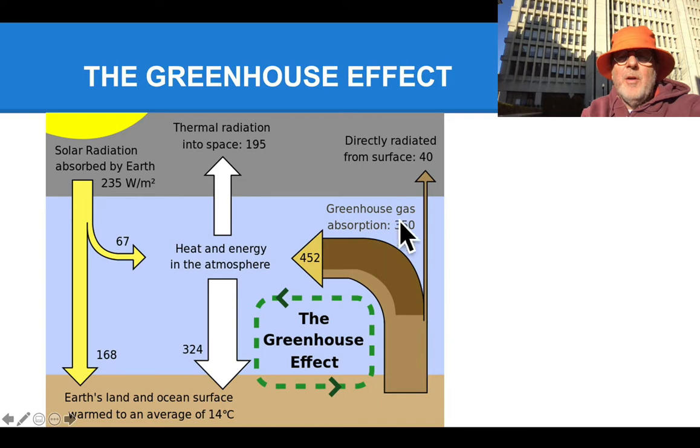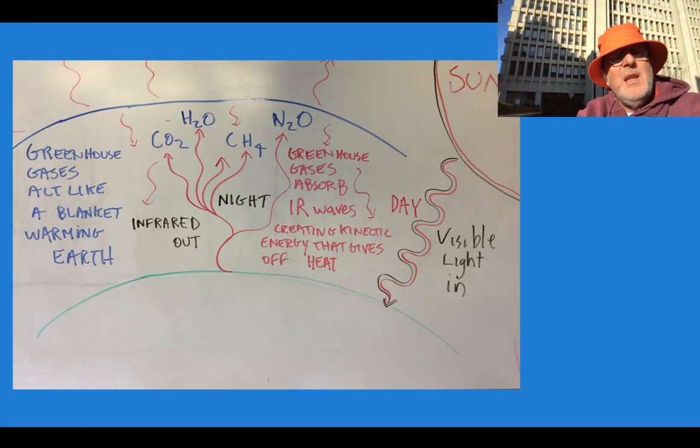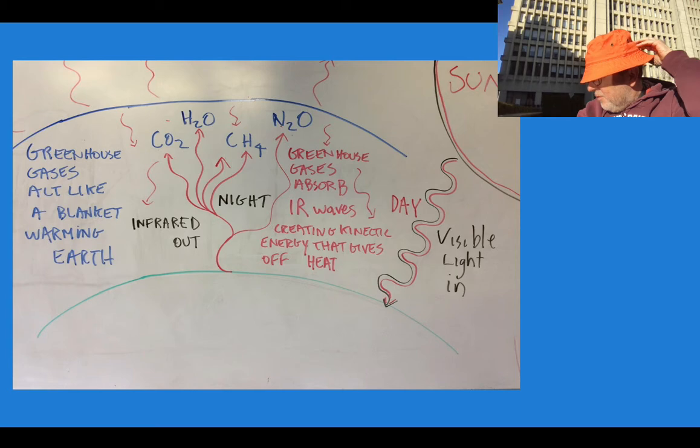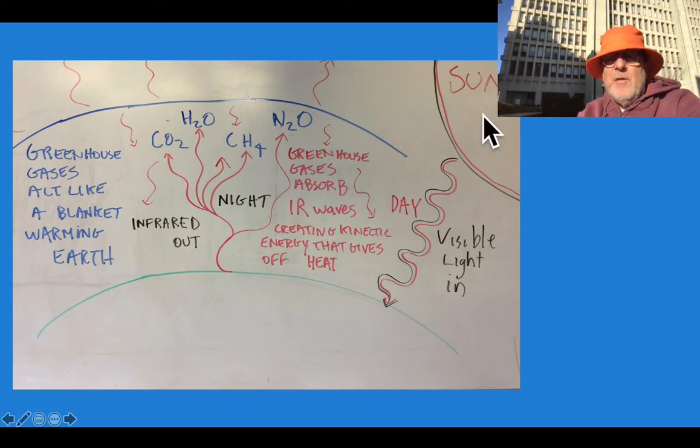Greenhouse gases are important in absorbing energy that keeps us warm, because if we didn't have these greenhouse gases, the Earth would be too cold for life. So here's a simple diagram I drew one year on a whiteboard, with visible light in a certain wavelength, maybe 500 to 700 nanometers, something in that zone, from the sun, striking the Earth during the day.